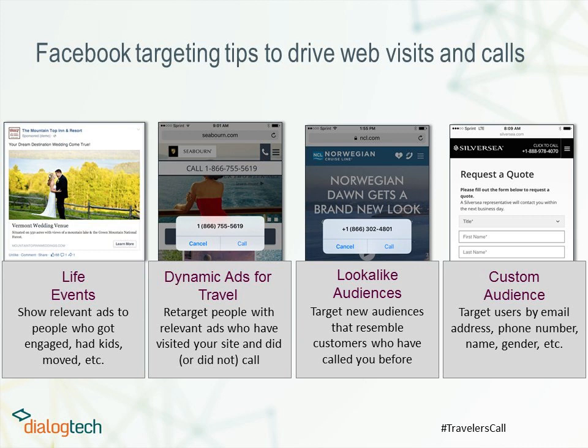So, just to wrap up a few ideas for Facebook, there's so many targeting options you can test and try. Life events, for example, if somebody recently got engaged, Facebook can target those people with relevant, wedding-specific or rehearsal dinner-specific ads, for example. Dynamic ads for travel, you can actually retarget people who have already visited your site and either called or didn't call. So if you know that somebody visited your website previously and has called, and they're more likely to call, you can show special ads with special language to those people, trying to get them to call again using call data.